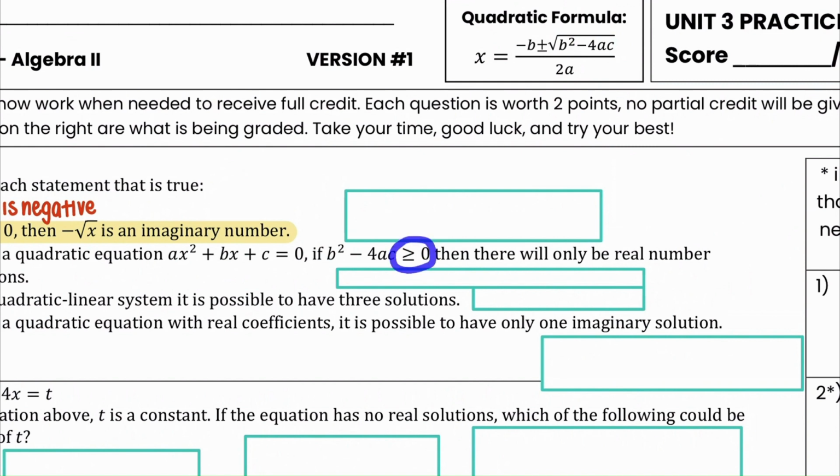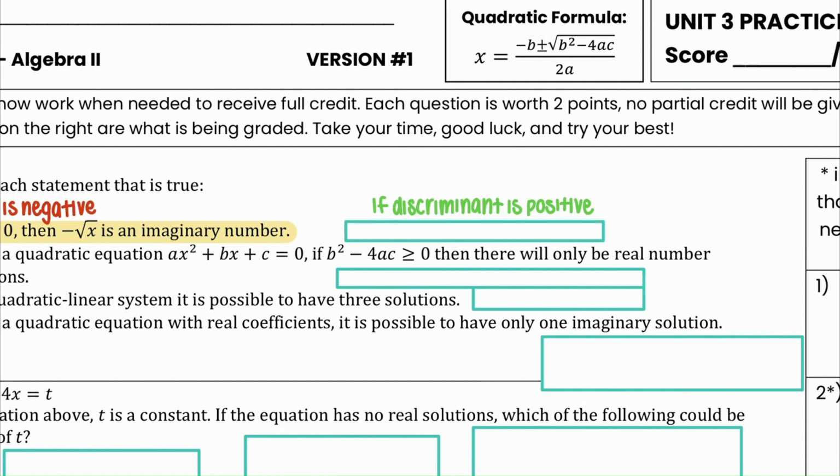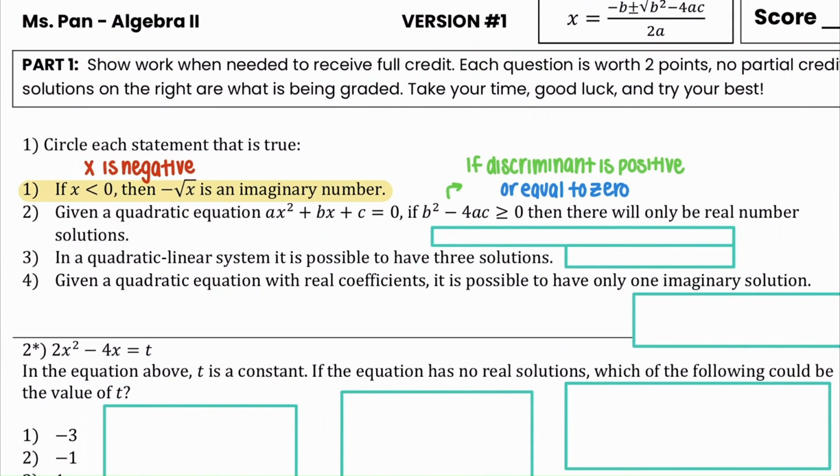So if it's greater than or equal to 0, what that tells us is that if it's greater than 0, the discriminant is positive, and if it's equal to 0, that's just equal to 0. So we just have to think to ourselves, well, what happens when the discriminant, or this radicand, is positive or 0? If it's real number solutions, that means, again, it could be rational or irrational, and so the only time that it cannot be a real number solution is if it's imaginary, and the discriminant would be forced to be negative to be imaginary. So therefore, answer choice number 2 is also correct.